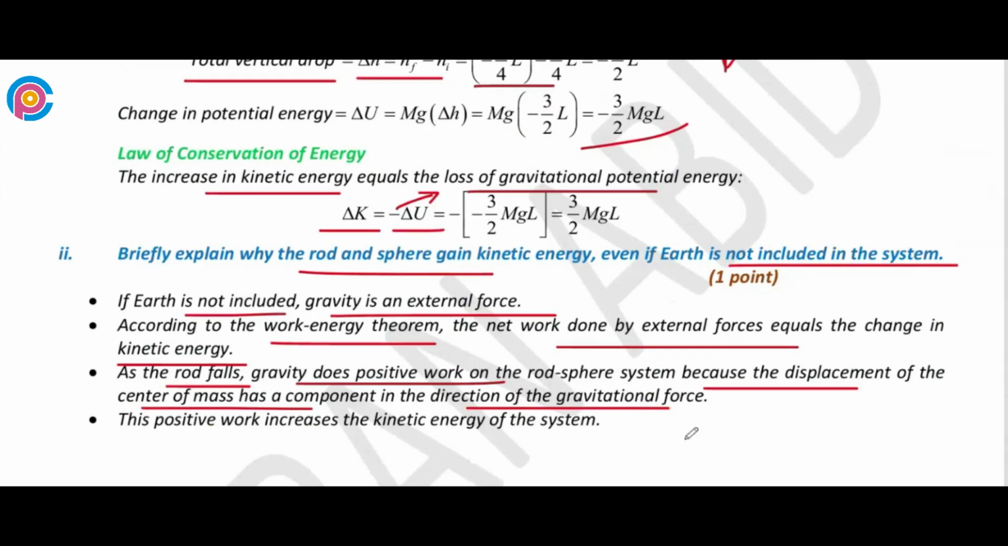Meaning theta is equal to 0, cos 0. Work done is W equal to F d cos theta, so we have F d cos 0. So work is maximum, so the change in kinetic energy is maximum. Positive work increases the kinetic energy of the system. That's the theoretical explanation of why the system gains kinetic energy.